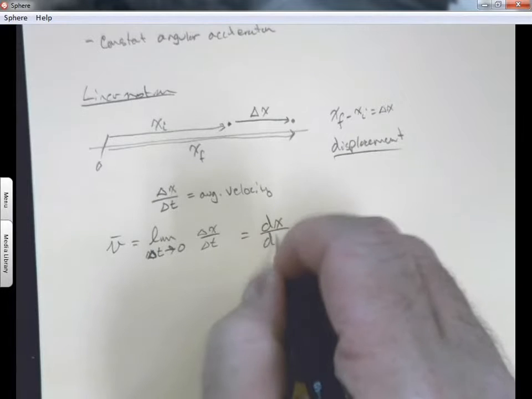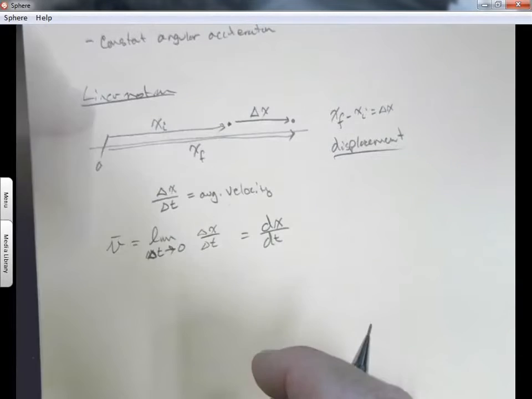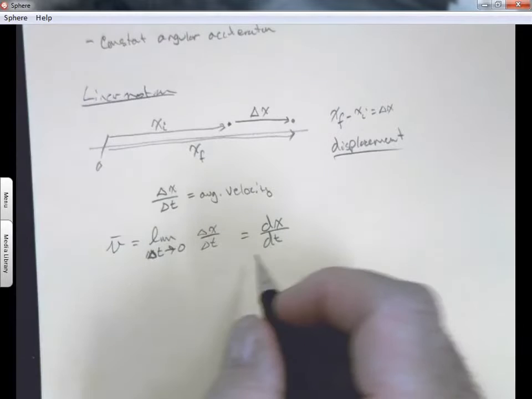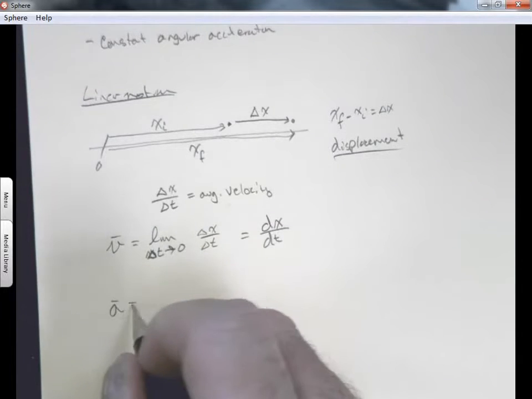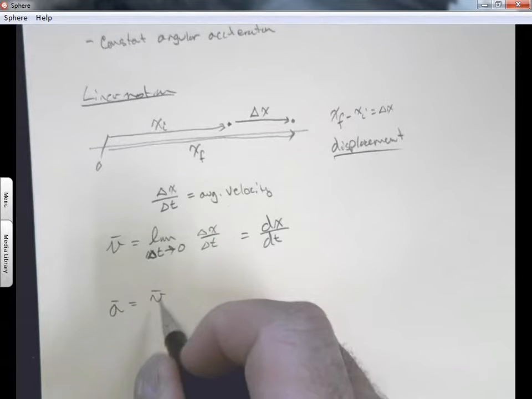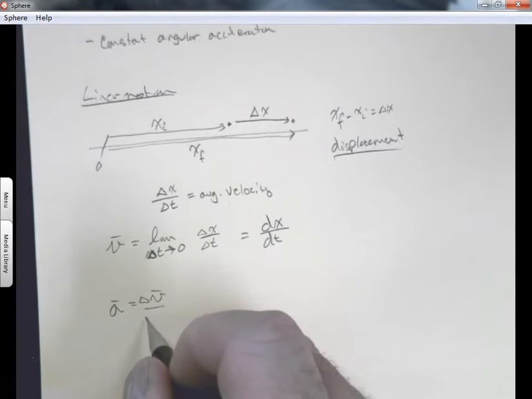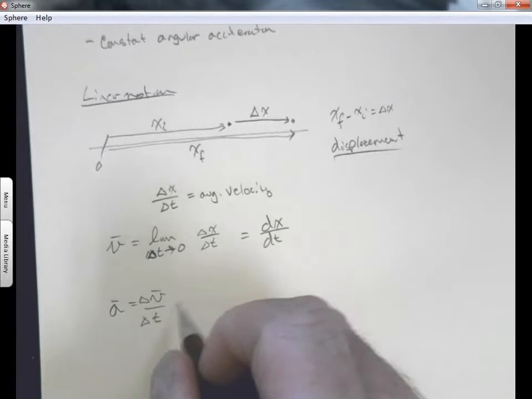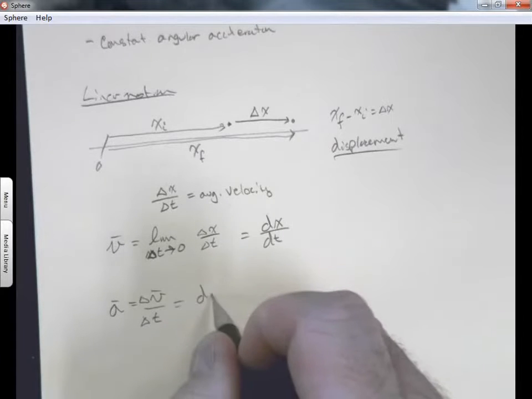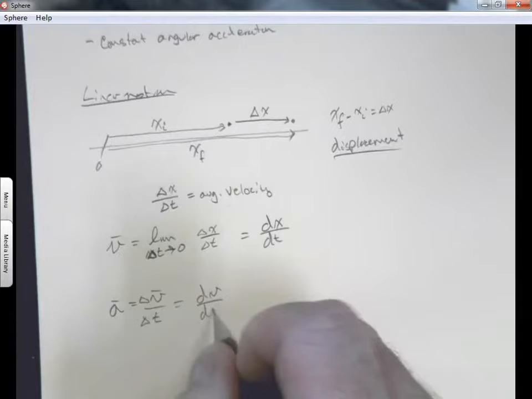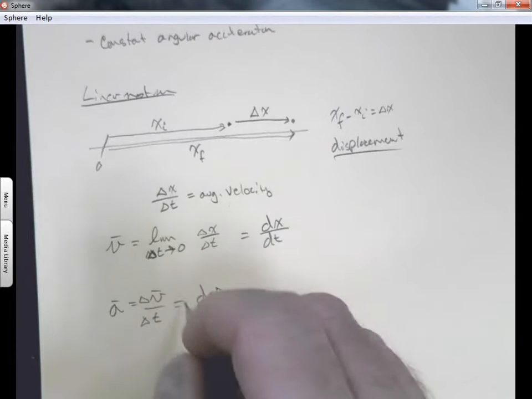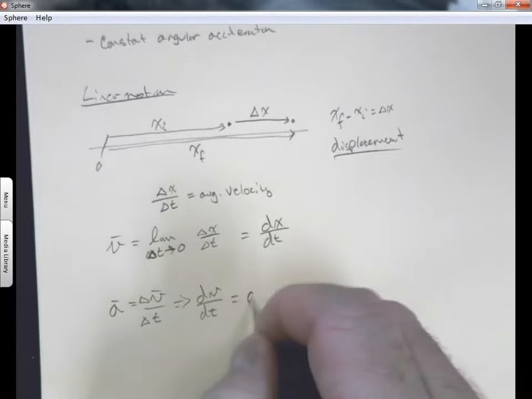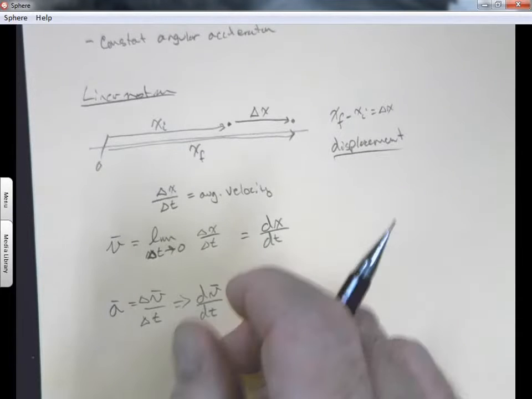And this becomes dx dt. We can continue on with this, where our average acceleration equals our change in average velocity over a change in time. And if we take the limit of that, we get dv dt, which equals our acceleration, and we throw our vector on there also.